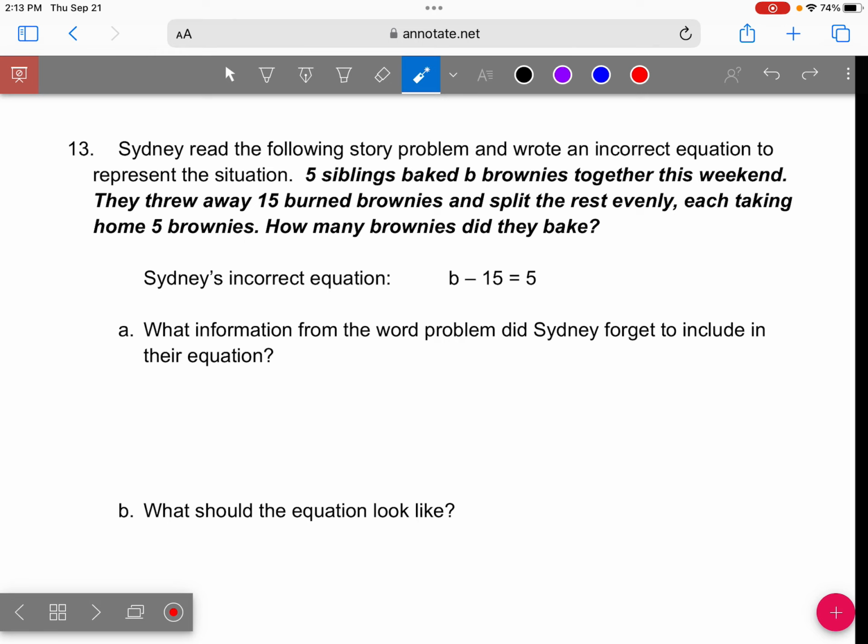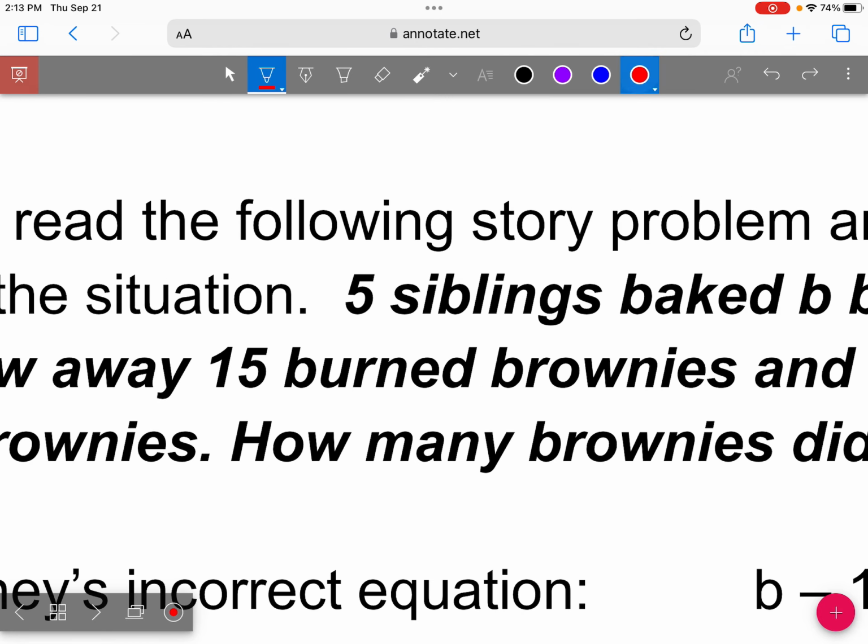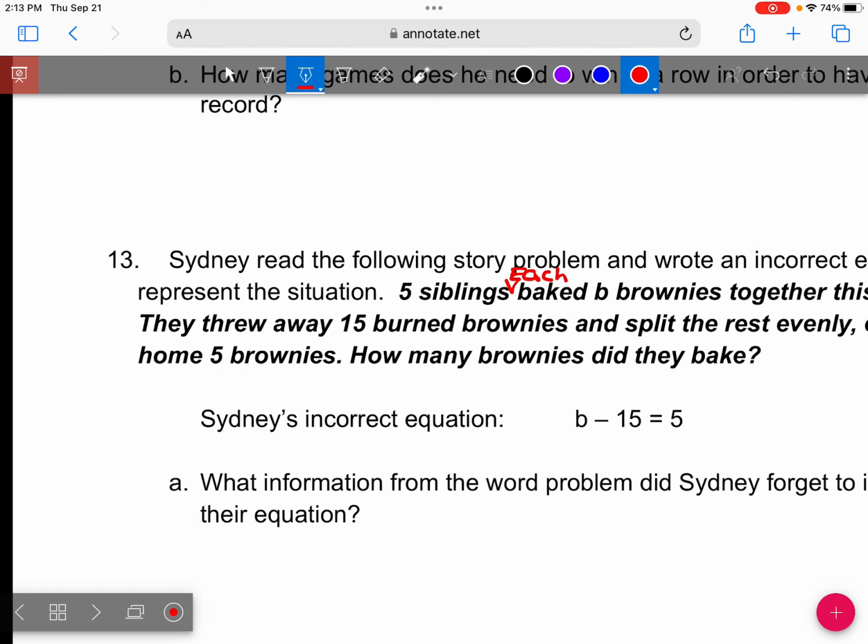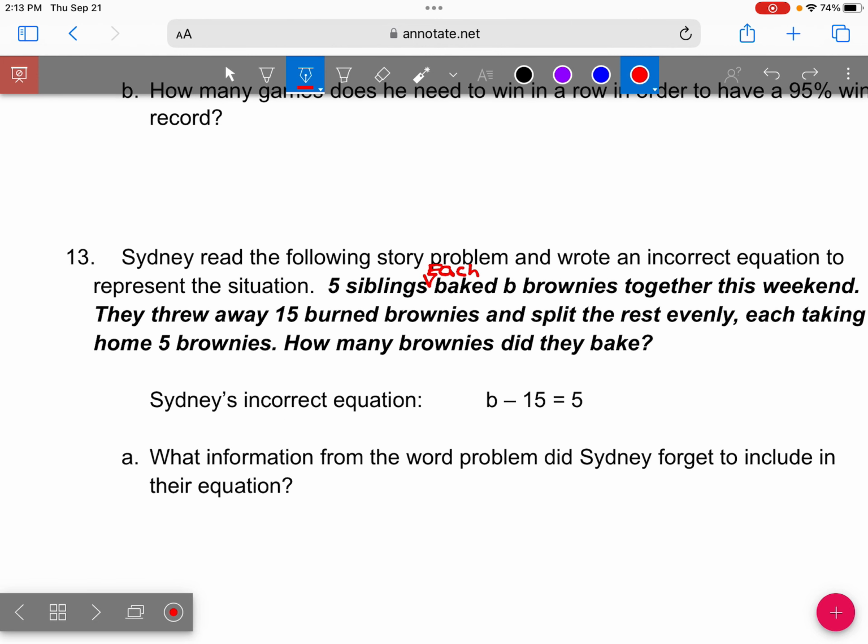I wish that it had said the 5 siblings each baked b brownies together. So change this to have the word each. Baked b brownies together this weekend. They each baked b brownies. They threw away 15 burnt brownies in total. And they split the rest evenly. Each person took home 5 brownies. How many brownies did they make?